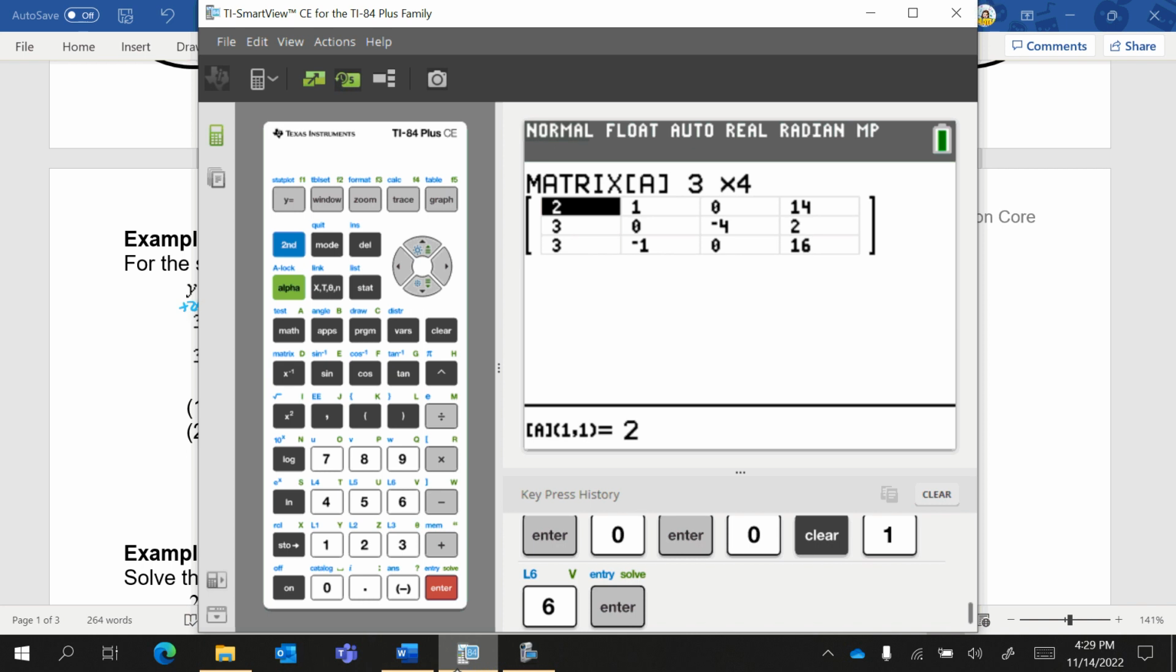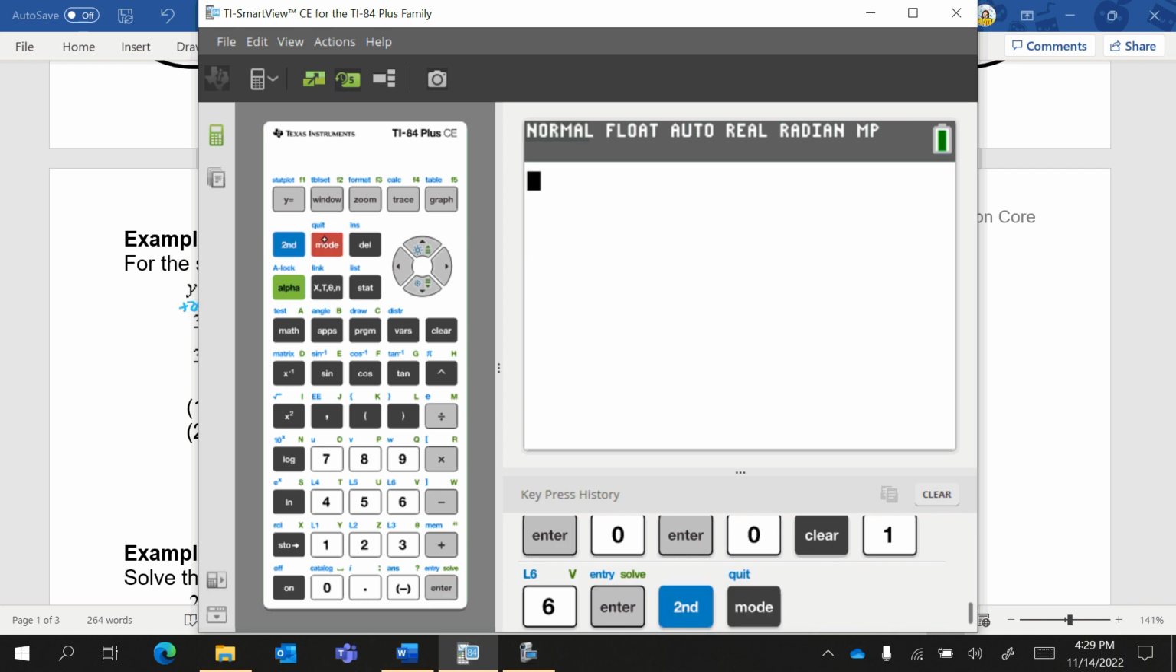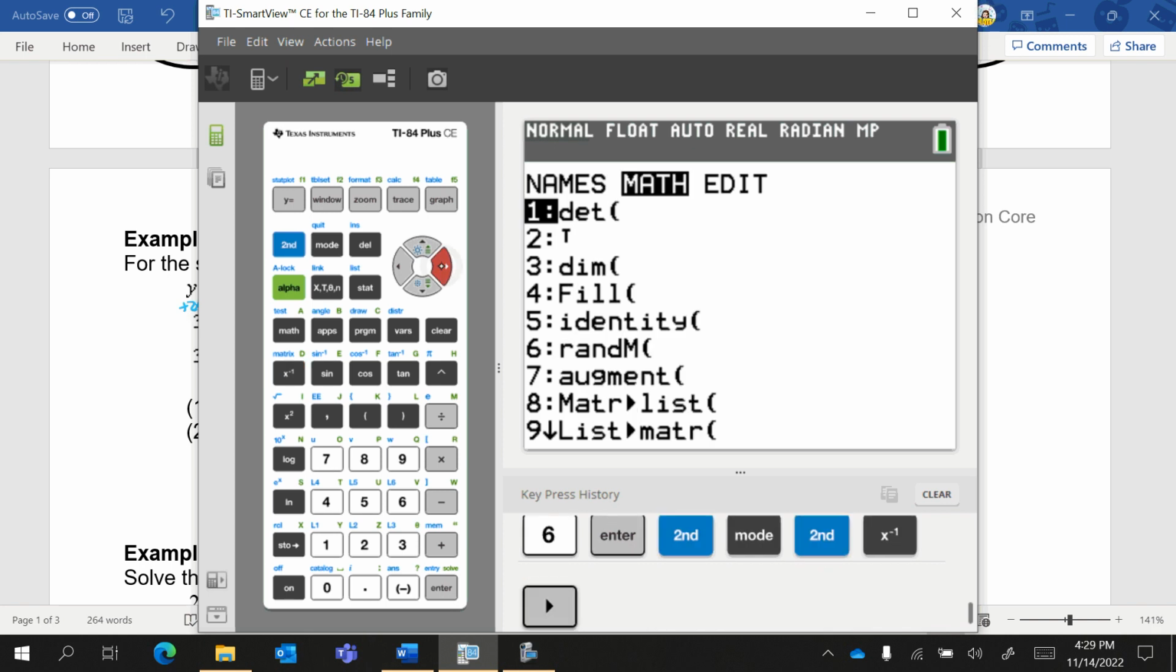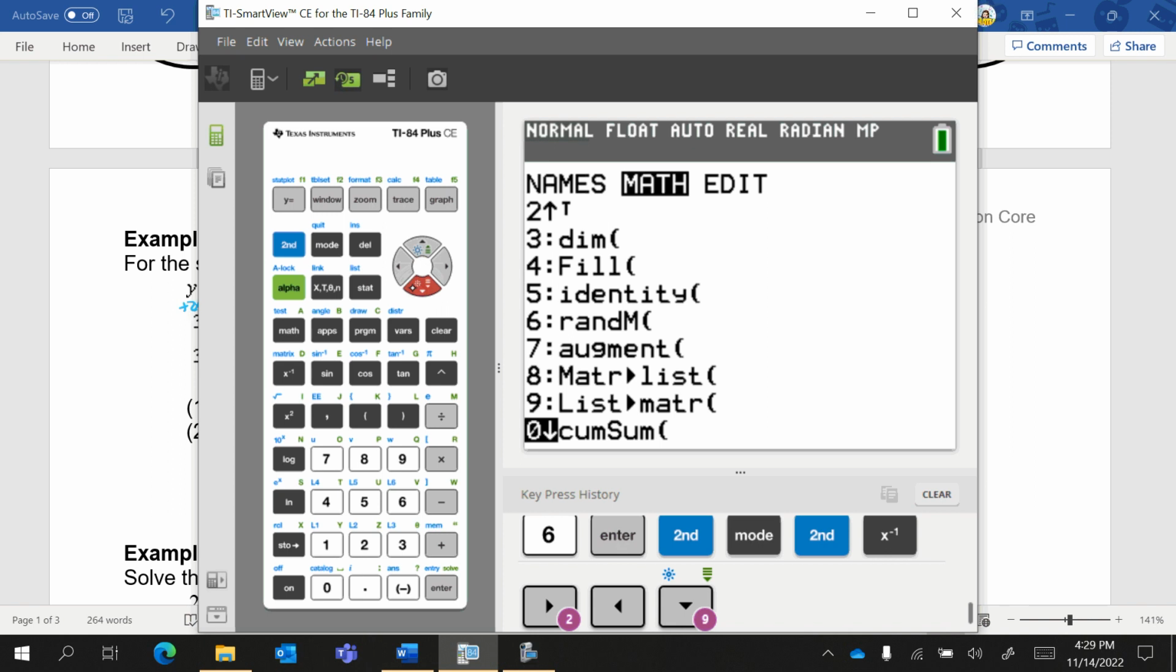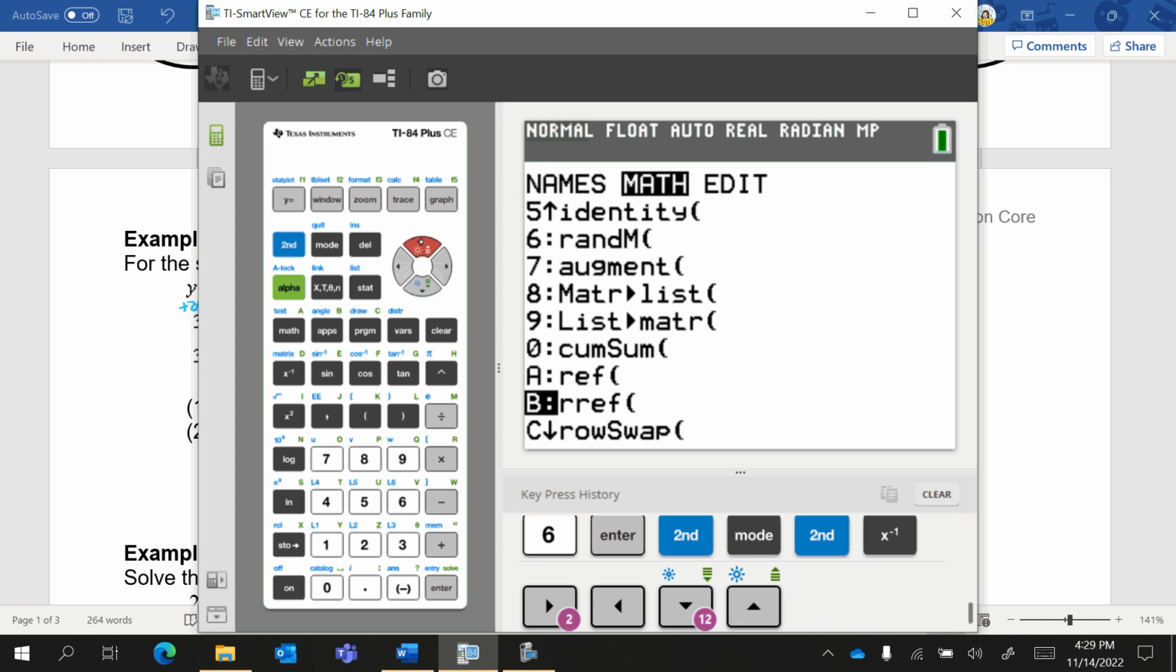Once you type in the matrix, hit second mode to quit. We're going to go back to matrix. We did the edit. Now we're doing the math. You made your matrix, and now you need to tell the calculator to solve it. We are doing RREF, double R.